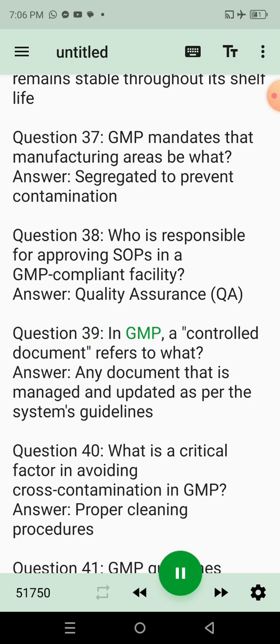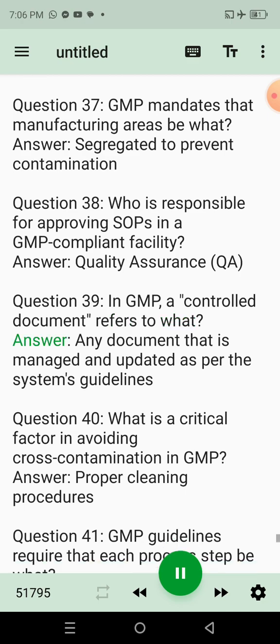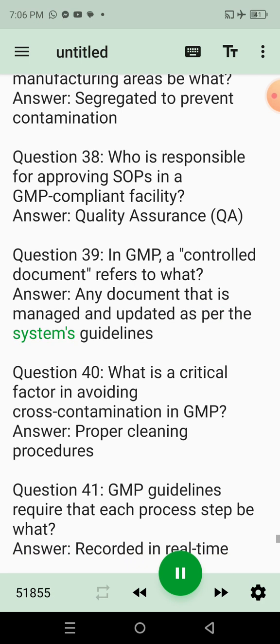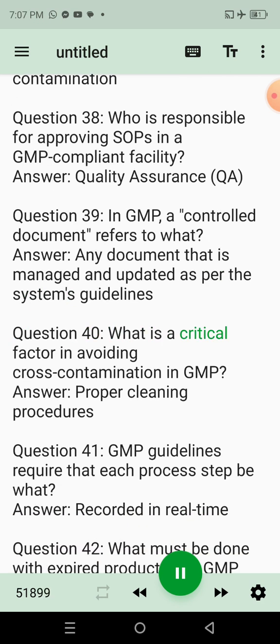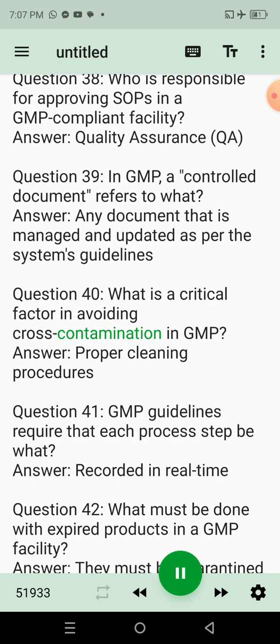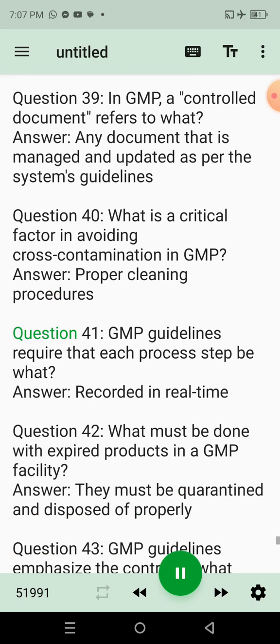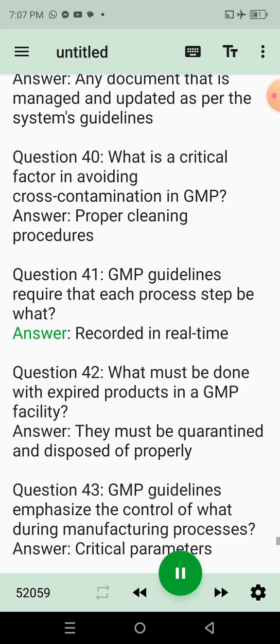Question 39. In GMP, a controlled document refers to what? Answer: Any document that is managed and updated as per the system's guidelines. Question 40. What is a critical factor in avoiding cross-contamination in GMP? Answer: Proper cleaning procedures. Question 41. GMP guidelines require that each process step be what? Answer: Recorded in real time.